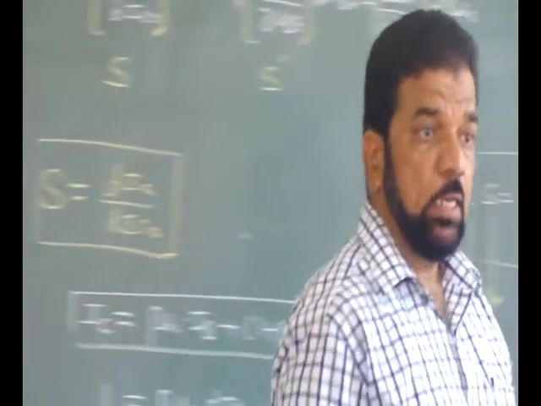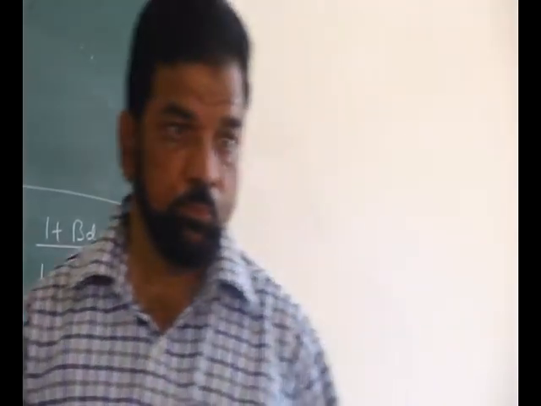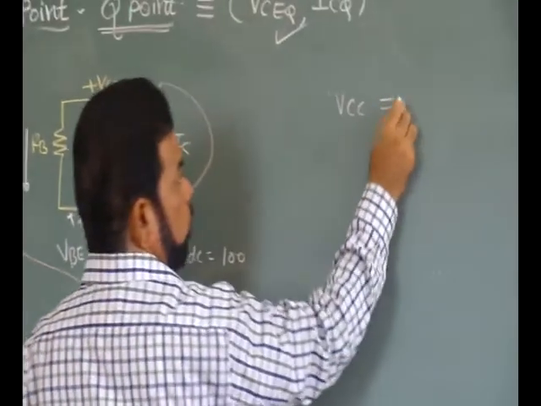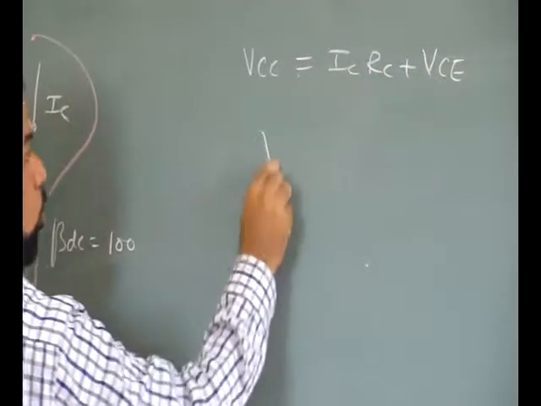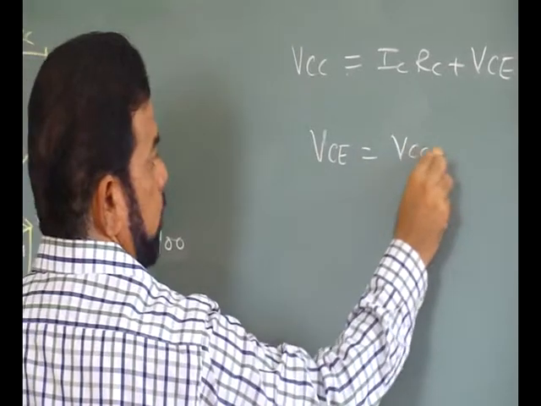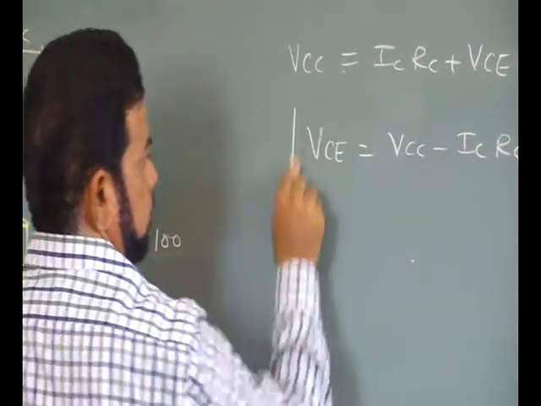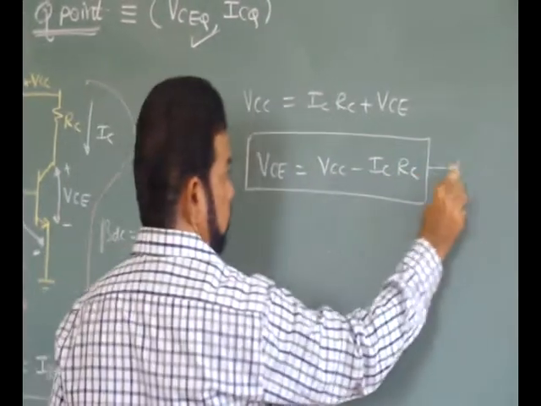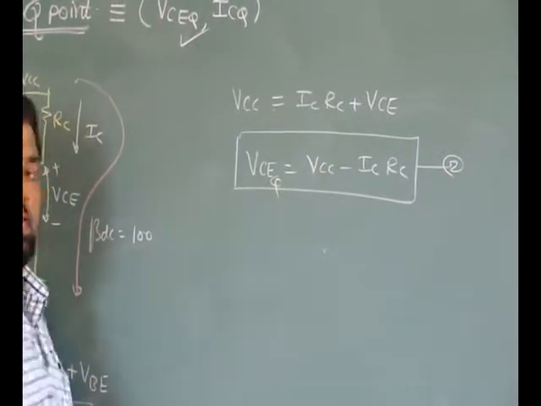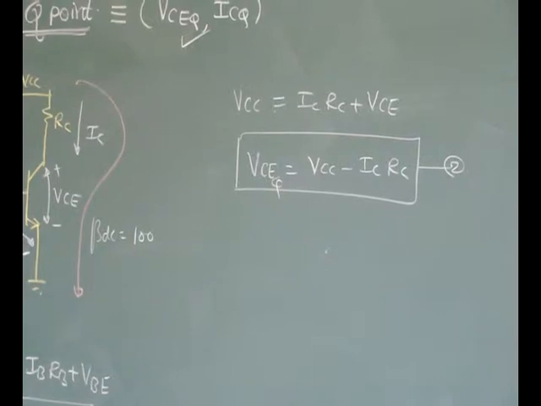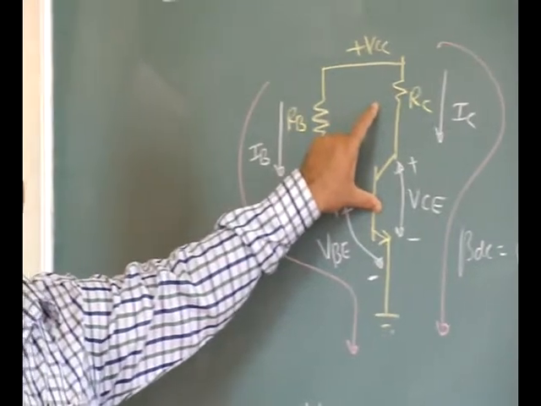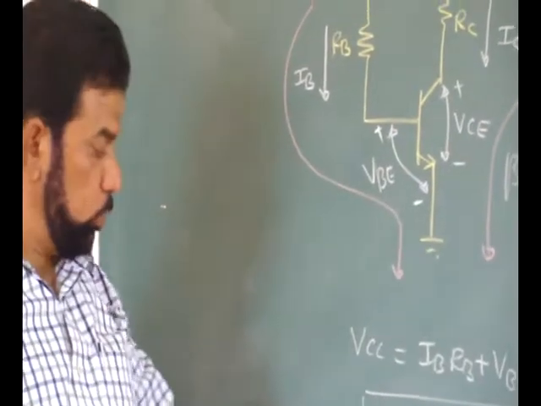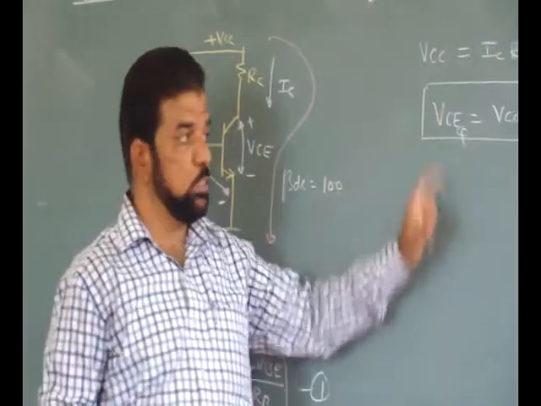Now if I apply KVL to the output side, what is the equation? Start from this point. VCC is equal to ICRC plus VCE. And if you solve for VCE, that comes to be VCC minus ICRC. And at the end I can add Q. Right? So this circuit provides two values. One is ICQ, another one is VCEQ.